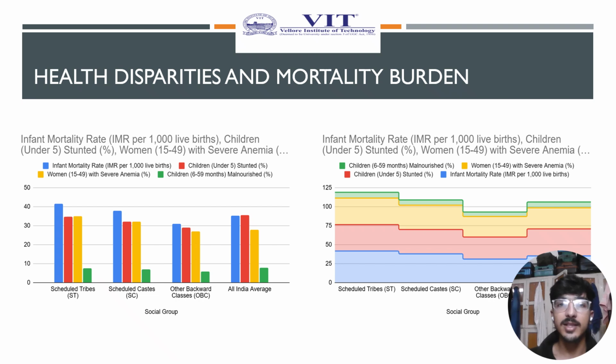Now, when you go to the health and mortality aspect, you can see that I've taken the aspect of infant mortality rate. You can see that among Scheduled Tribes, Scheduled Castes, OBC and the all India average, the SC and ST infant mortality rate per thousand children is way more than the national average, which is a big problem for our country, and we have to make them better in every aspect, be it educational, health, or any other aspect.